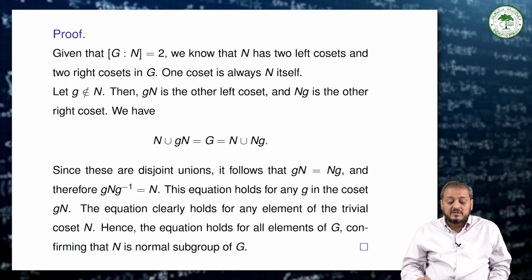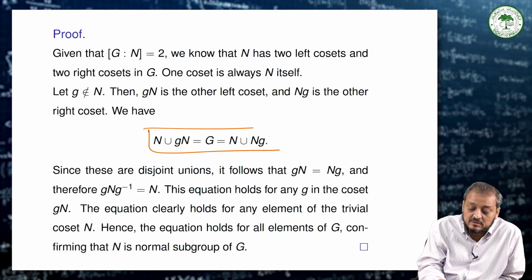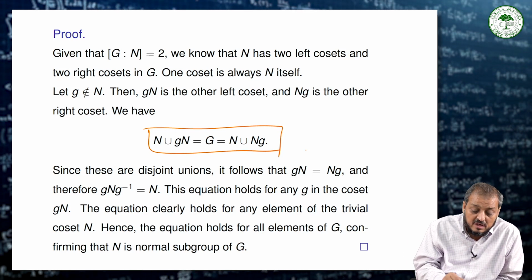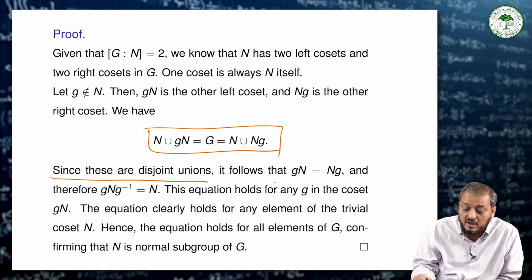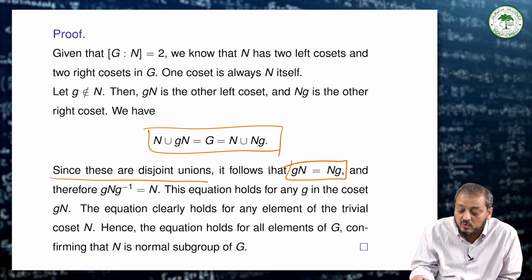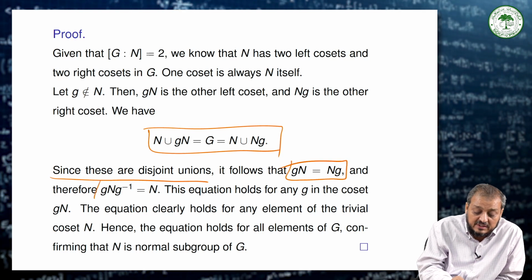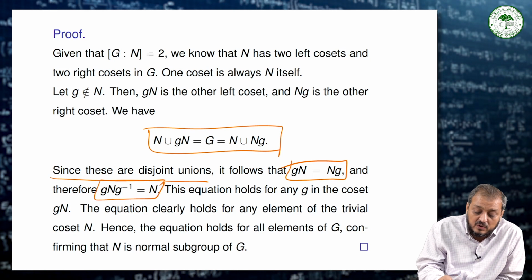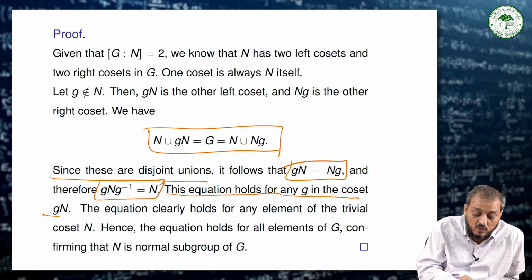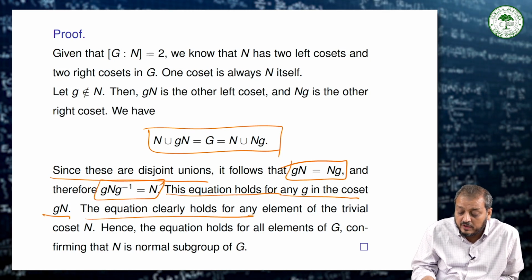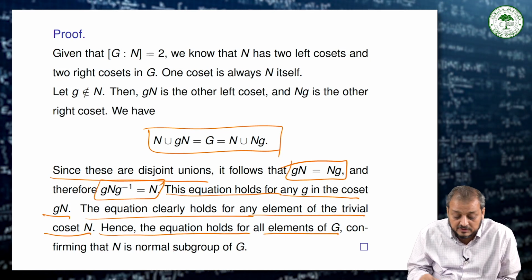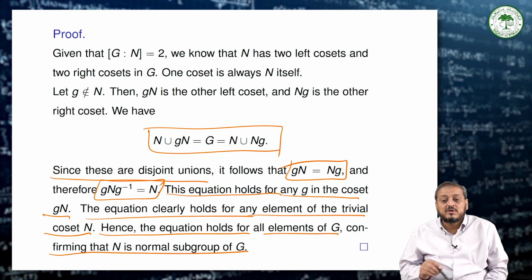Since these are disjoint unions, it follows that the union is disjoint. The only possibility is that gN is equal to Ng, and therefore gNg inverse is equal to N. So this equation holds for any g in the coset gN, and this equation clearly holds for any element of the trivial coset N. Hence the equation holds for all elements of G, confirming that N is a normal subgroup of G.